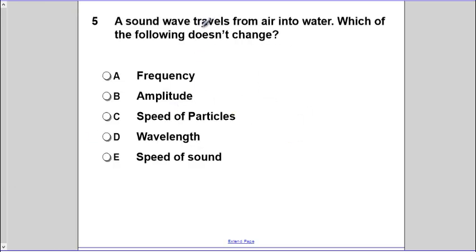Which of these do not change when you go from air into water? And this happens to be the frequency. When you go from one material to another, from air to water, you'll experience what's called refraction. This question was not really covered in the chapter, but we'll have to deal with it. It's something you'll have to know and memorize.